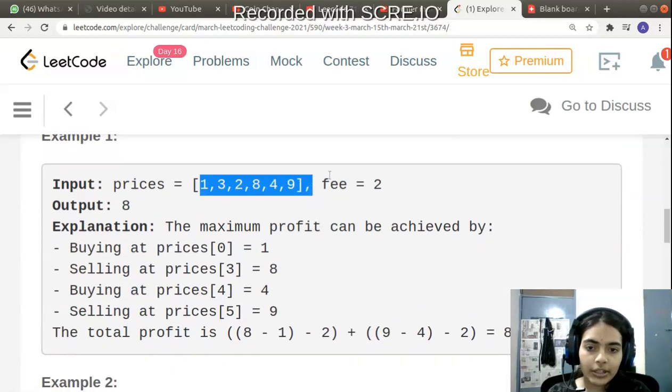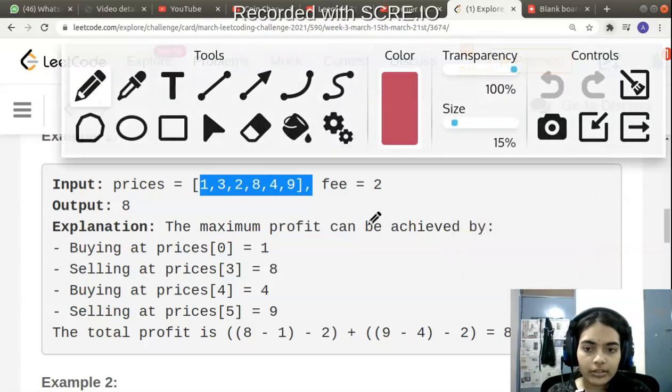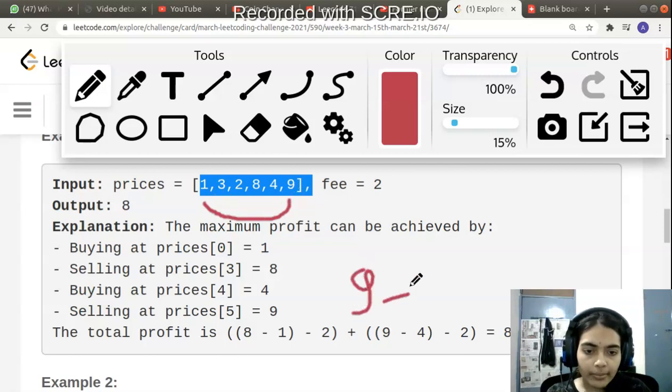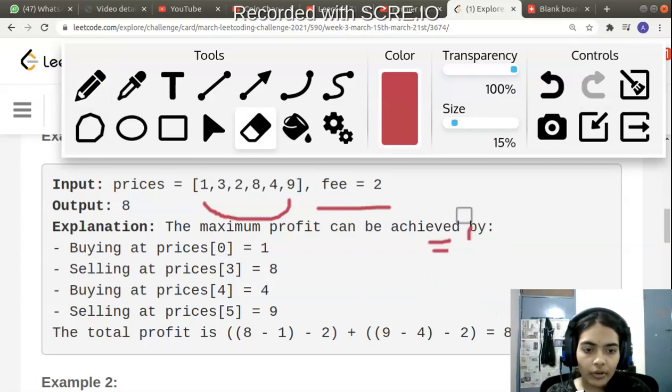Okay, let's try to take this particular example to understand. If this is the array of prices that is given to us, we have many options. Maybe the simplest is to do just one transaction: buy at day 1, sell at the last day. In this case you will earn a profit of 9 minus 1 minus 2. Why? Because you are selling when the price is 9, buying when the price is 1, and paying a fee of 2. So 9 minus 1 is 8, 8 minus 2 is 6, so you will finally earn a profit of 6.